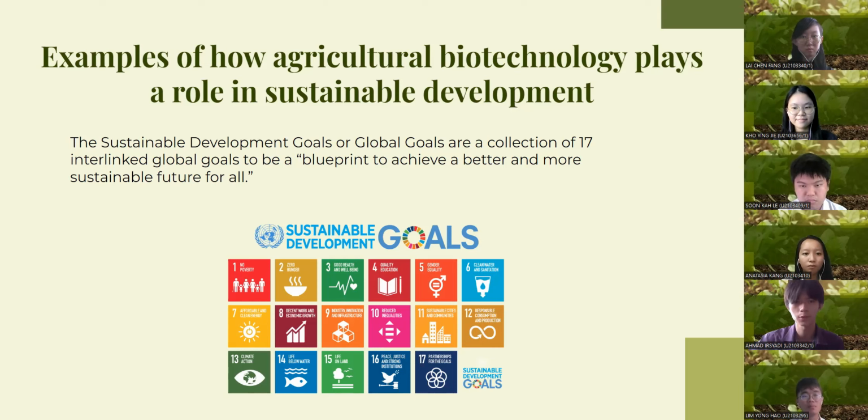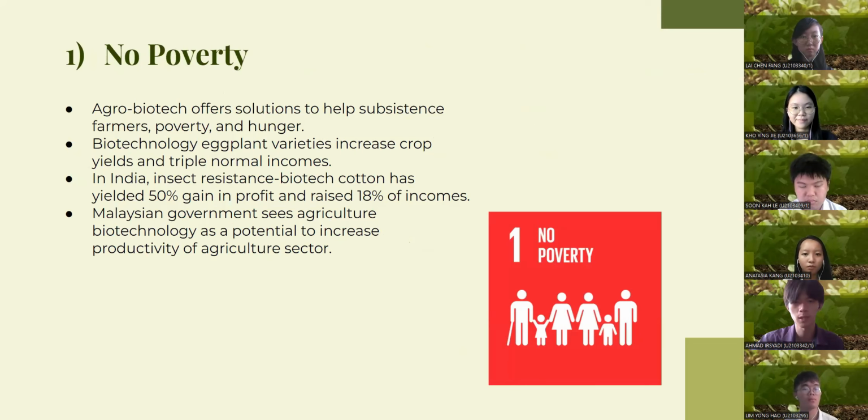Now we are going to see some related goals to agricultural biotechnology. First of all, the first goal is no poverty. Agriculture biotechnology can help the subsistence farmers and also provide solutions to counter poverty and hunger. For instance, biotechnology eggplant varieties can increase the crop yields and hence triple the normal incomes of the farmers. In India, genetically modified cotton is insect resistant, also yielded 50% gain in profit, and due to this, it raises 80% of those farmers' income. Because of this, Malaysia government sees agriculture biotechnology as a potential to increase productivity of the agriculture sector.